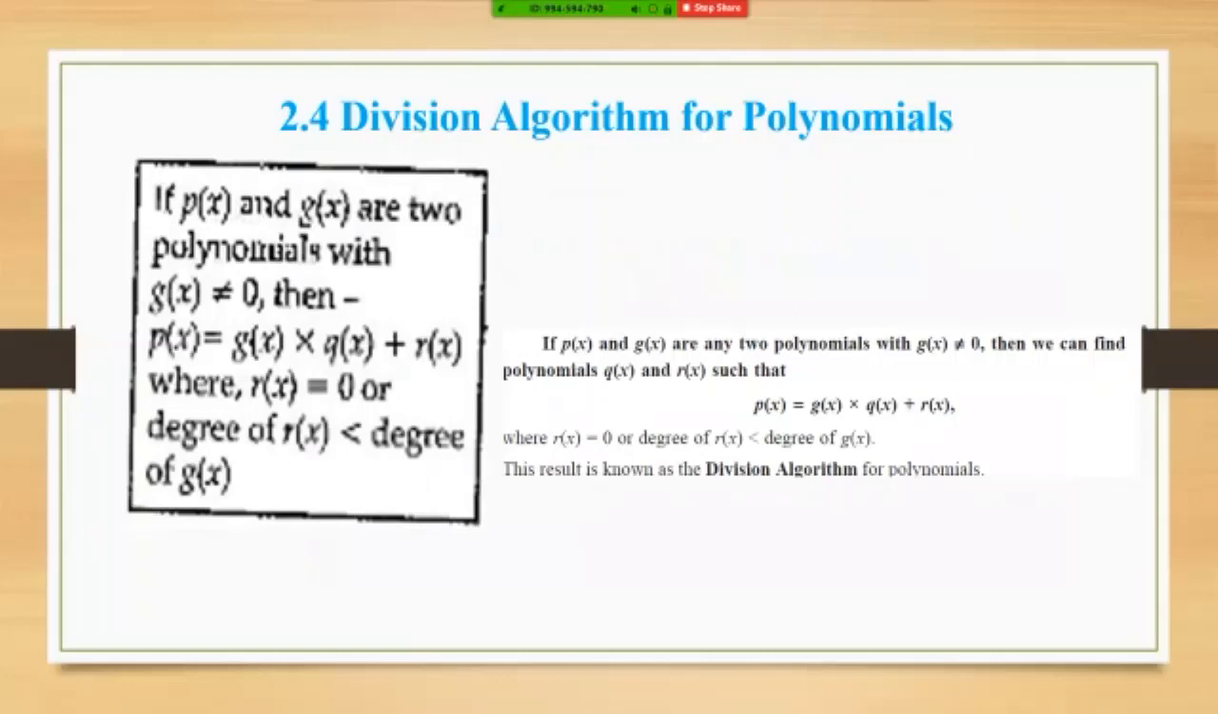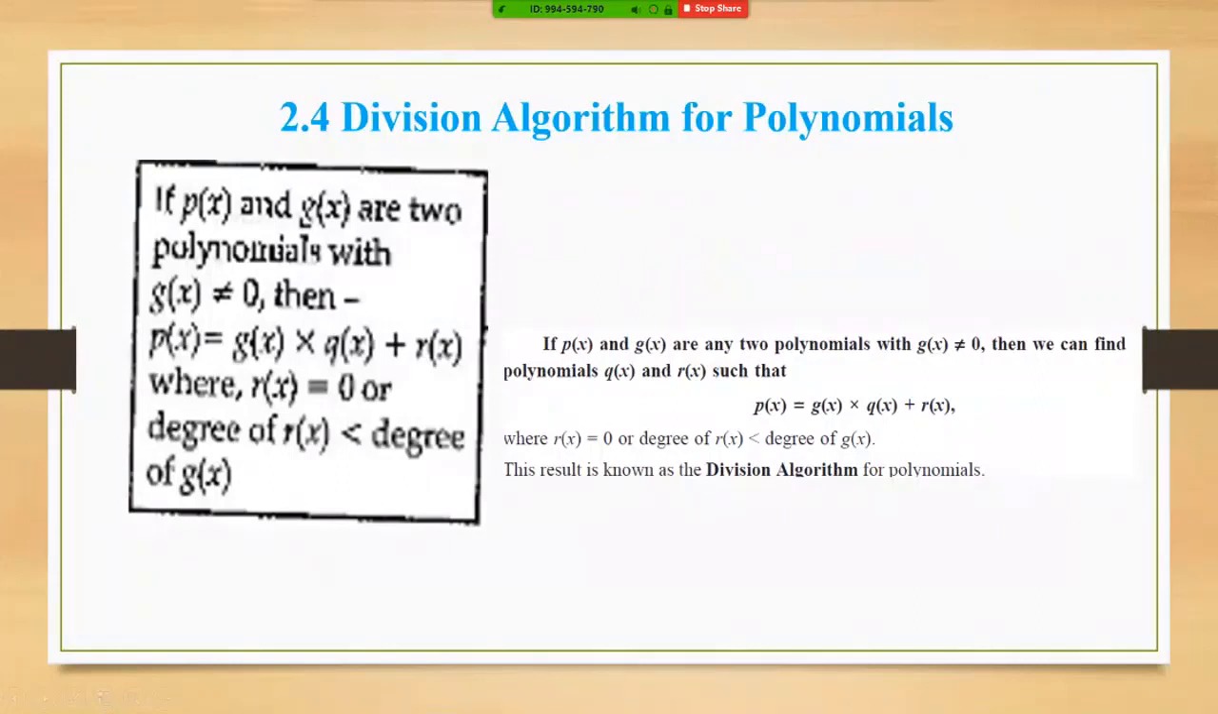Fine. This is what we are going to start with. Division algorithm for polynomials. So if P(x) and G(x) are two polynomials with G(x) not equal to 0, then P(x) is nothing but equal to G(x) into Q(x) plus R(x).